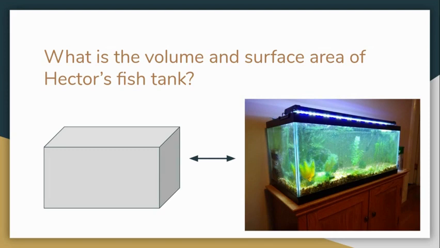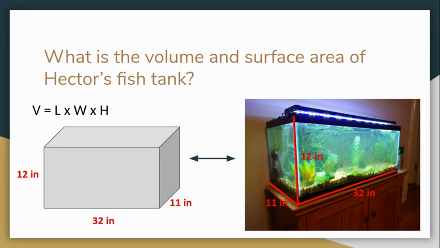Notice that the fish tank is a rectangular prism. We can use our volume formula and surface area formula for rectangular prisms in this specific problem. Let's start by labeling the dimensions of the fish tank. Hector's tank is 12 inches tall, 11 inches wide, and 32 inches long.